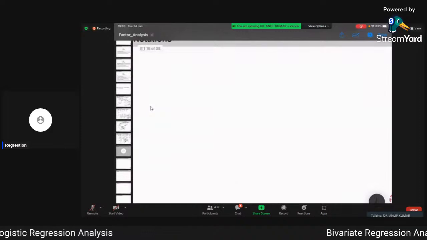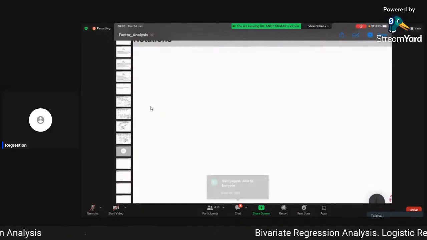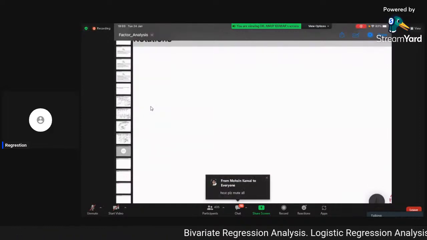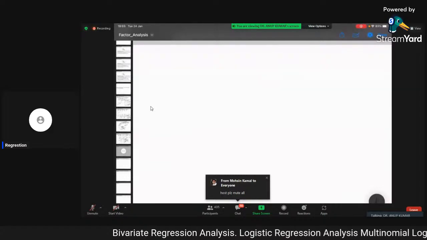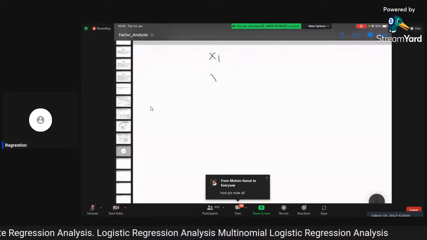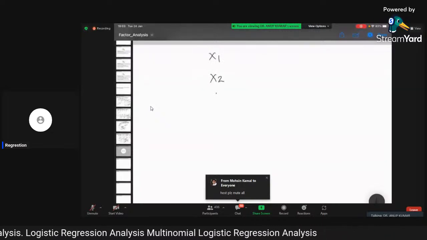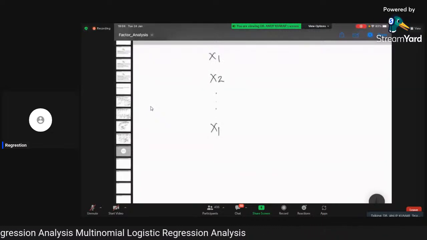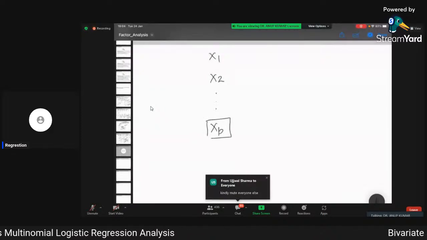Now this is a very important concept, because again there are x1, x2 up to xp observable variables.